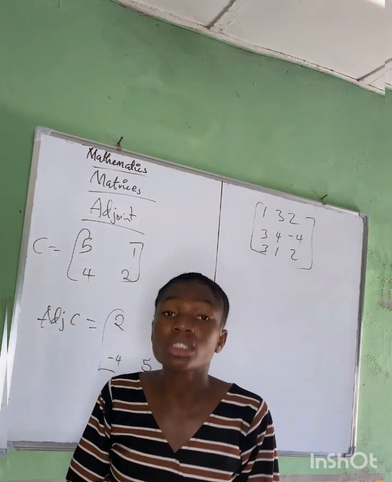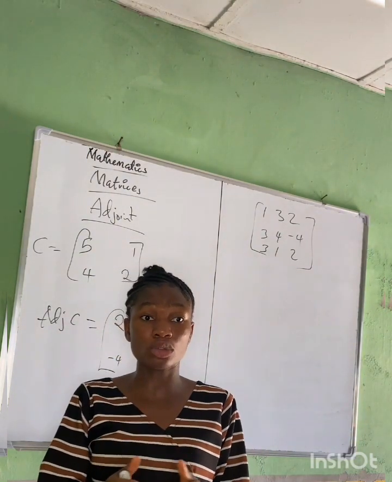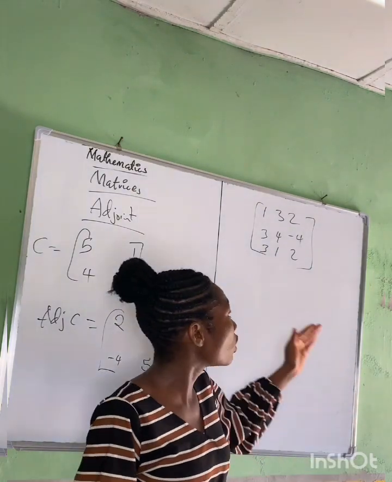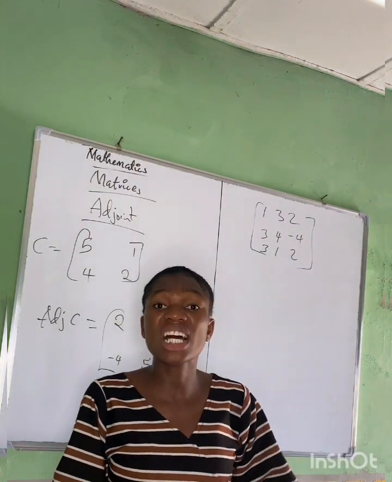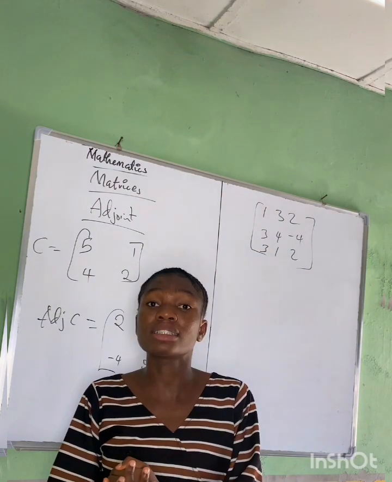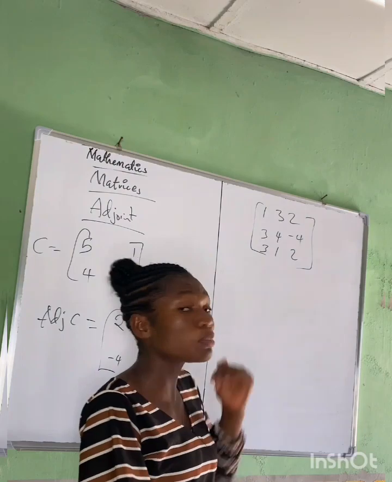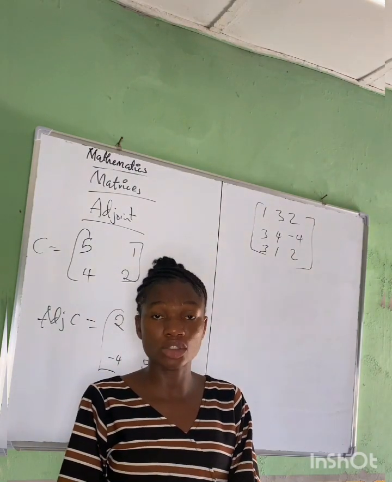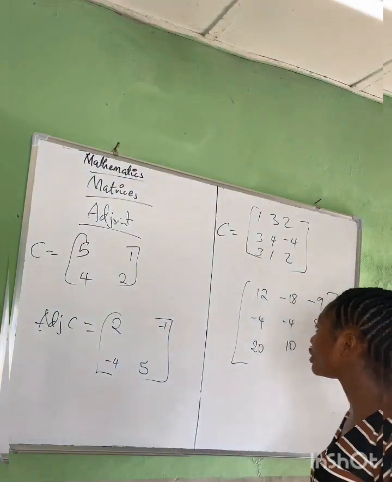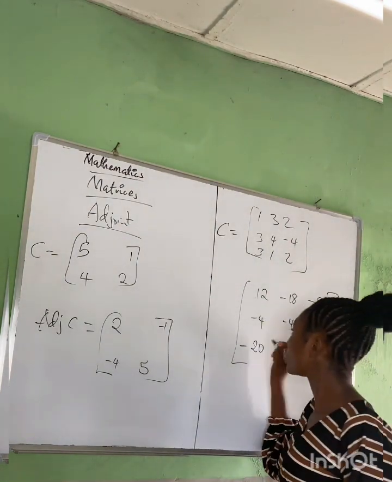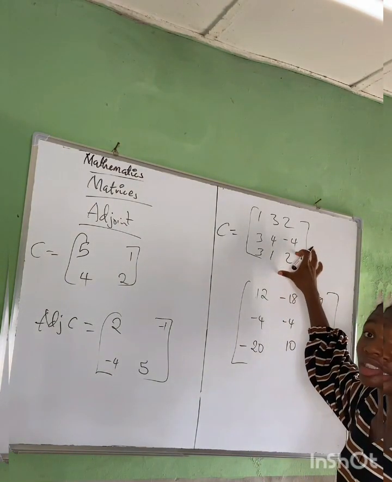Since we've done the video on cofactors, I will not be solving the cofactors again. We'll be going straight to the cofactors we obtained. Then transpose means changing rows into columns. We transpose our cofactors to get our adjoint. From our previous cofactor video, this was the cofactor we obtained for this matrix.